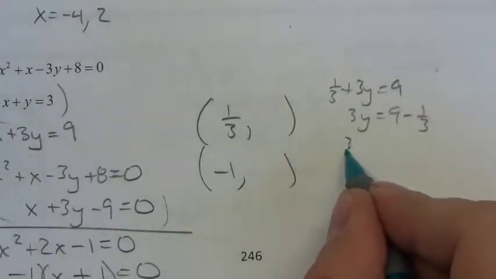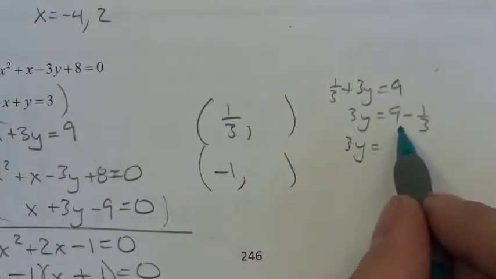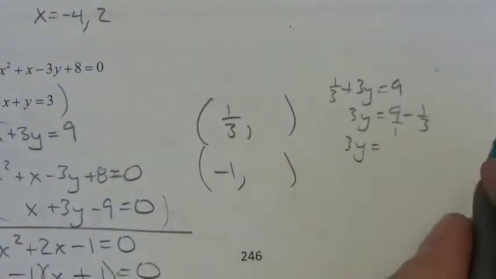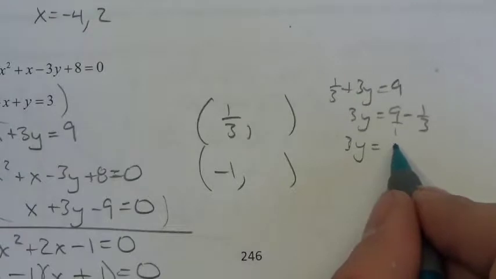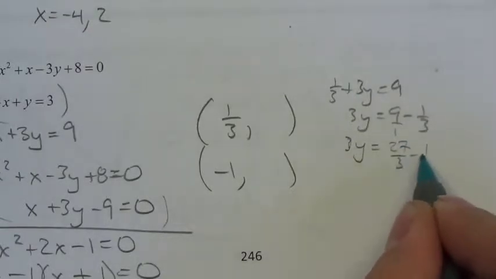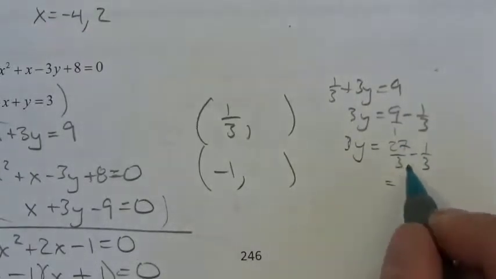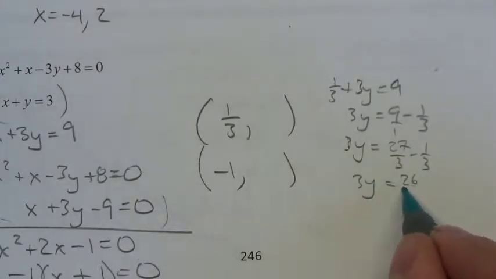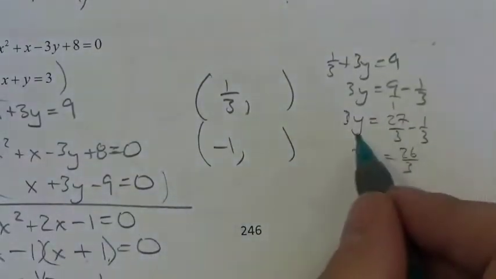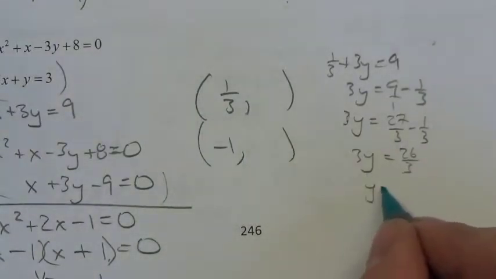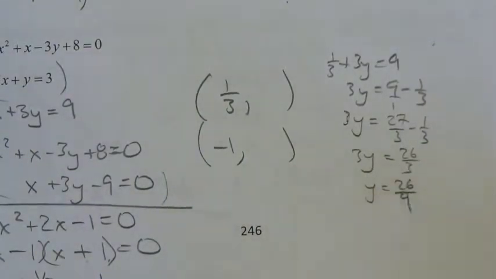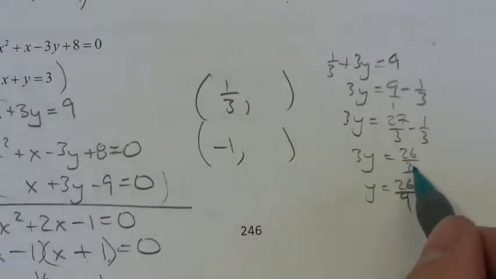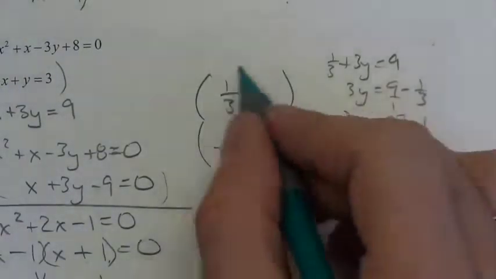Now, I almost always have students that run into problems here. 9 over 1. Remember, I need common denominators to add or subtract fractions. So 27/3 minus 1/3 is going to get you, now this is still 3y, 26/3. And then I'm going to divide by 3. So y is going to equal 26/9, because when I divide both sides by 3, it's like multiplying this denominator by 3. 26/9.